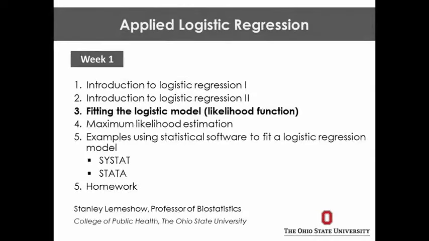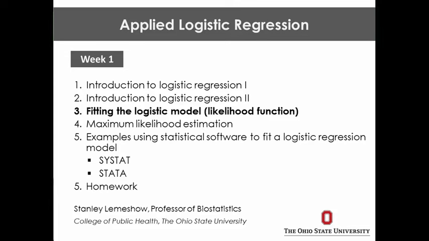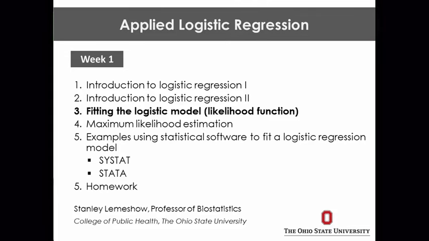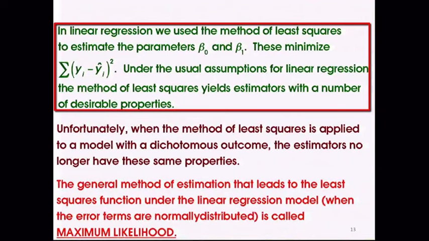Okay, so welcome back, and we want to now consider how we are going to fit the logistic model, or how we are going to derive values for the coefficients from our logistic regression model. Now, in linear regression, we use the method of least squares to estimate the parameters beta 0 and beta 1.